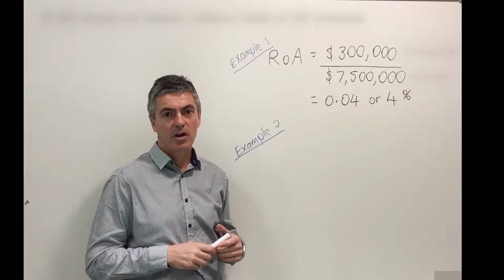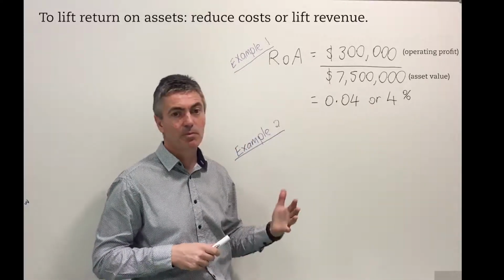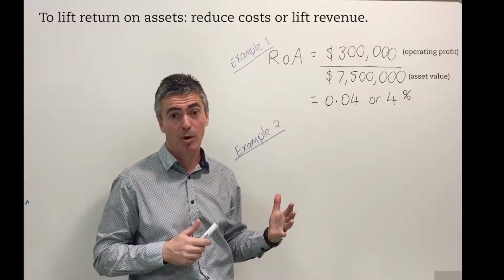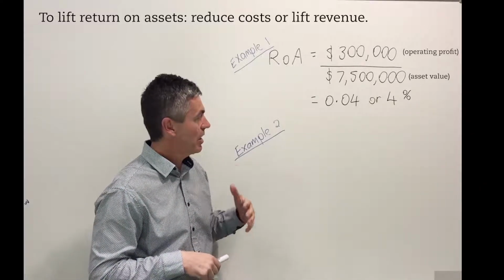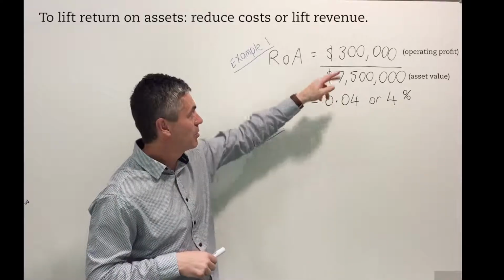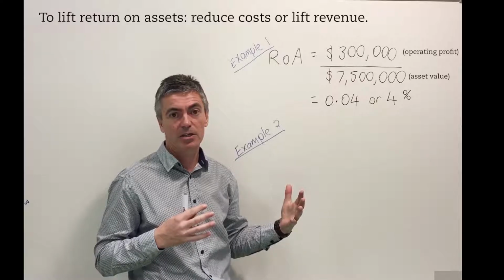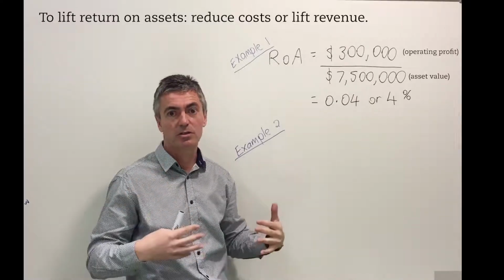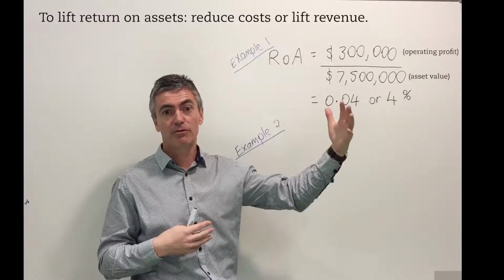If this business was to lift their return on asset, what changes would need to happen? As I said earlier, the 4% return on assets for this business is a little bit below the current cost of borrowing. So let's say they're trying to lift that. How would they do that? Well, we've got to try and lift the operating profit. And practically, how do you do that? Well, you either try and reduce your costs, or maybe try and lift the revenue.